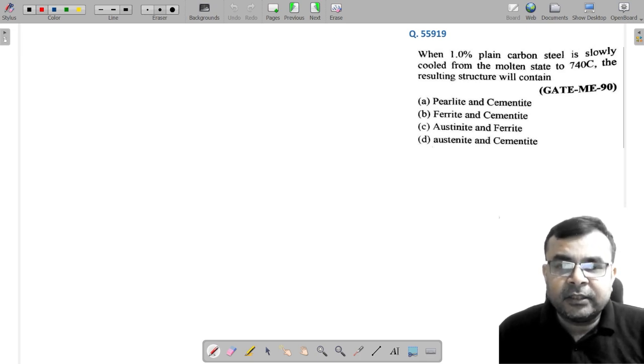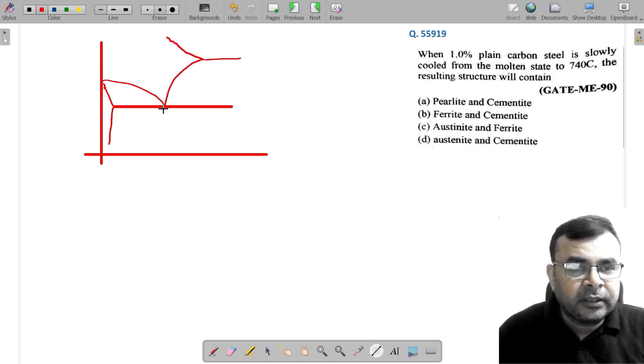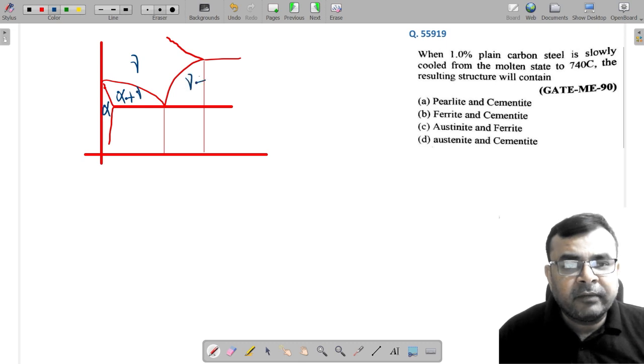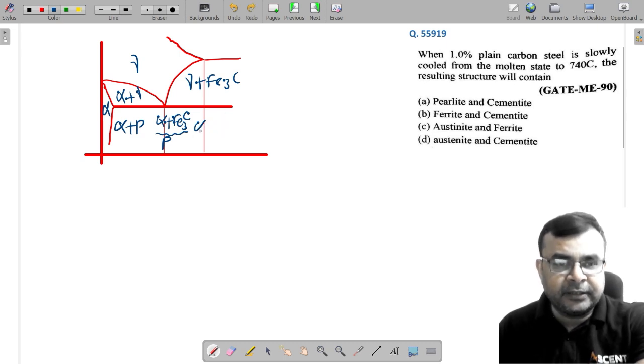When 1% plain carbon steel is slowly cooled from the molten state to 740, the resulting structure will be? So let's suppose I draw the iron carbon diagram, not completely but partial. It looks like this. If I represent all the important points, obviously here we get austenite, here we have alpha, here alpha plus gamma, here gamma plus Fe3C, and here alpha plus Fe3C, which is called pearlite. Here we have alpha plus pearlite, and here pearlite plus cementite.